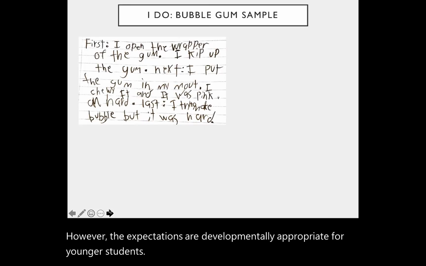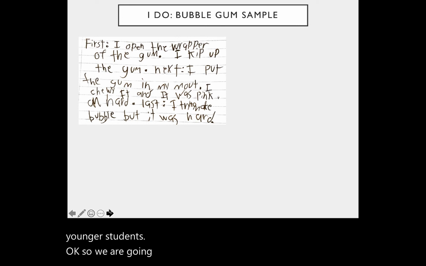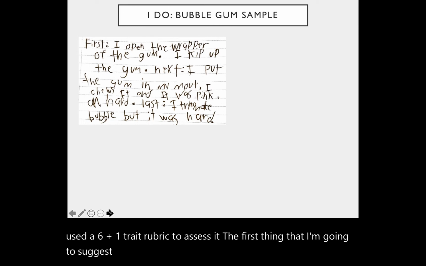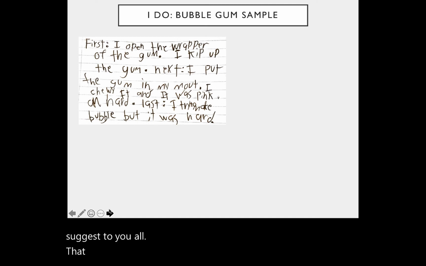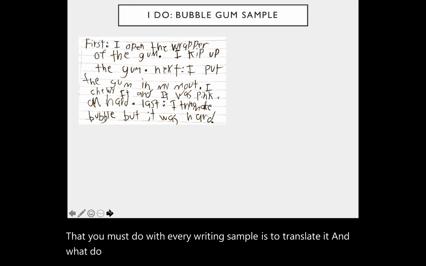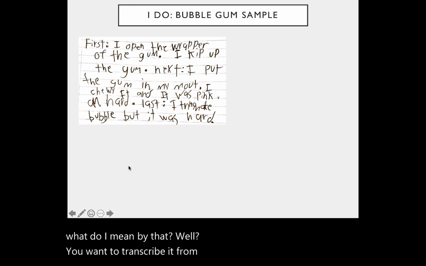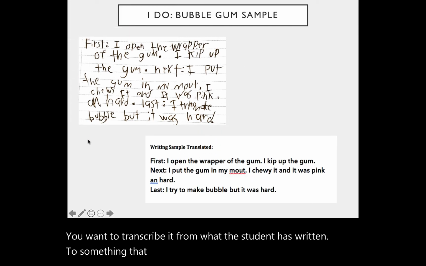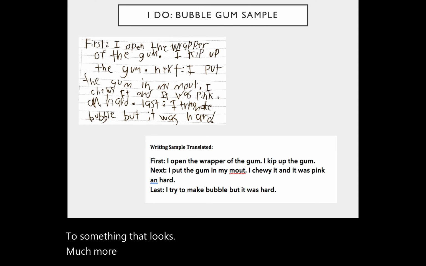Okay, so we are going to look at a 3rd grade writing sample and use the 6+1 trait rubric to assess it. The first thing that I'm going to suggest that you must do with every writing sample is to translate it. What do I mean by that? You want to transcribe it from what the student has written to something that looks much more put together. There's a couple of reasons why we recommend this.